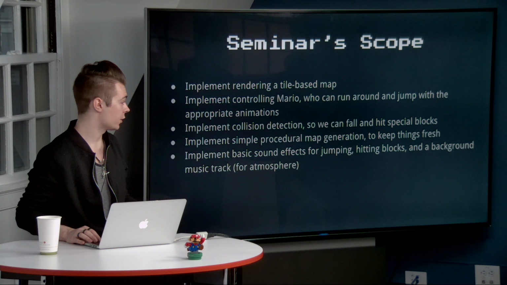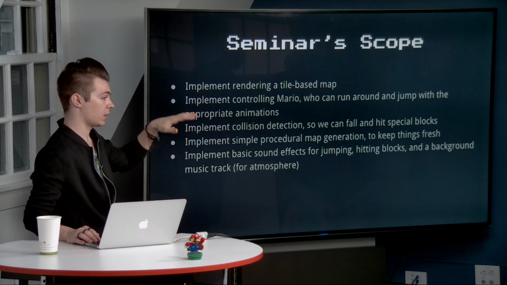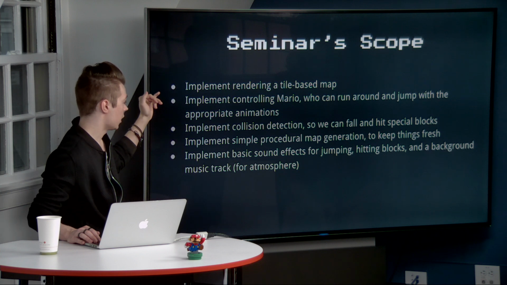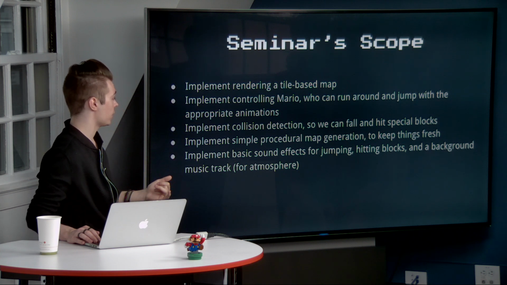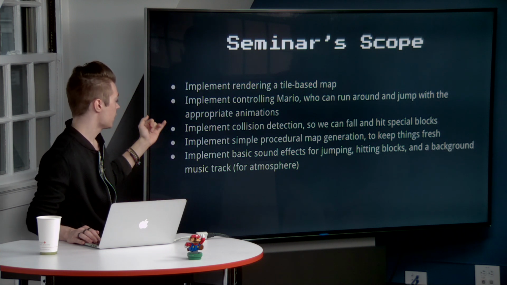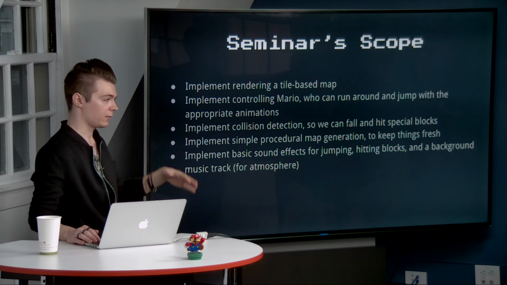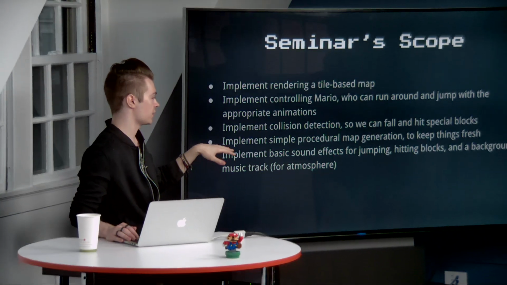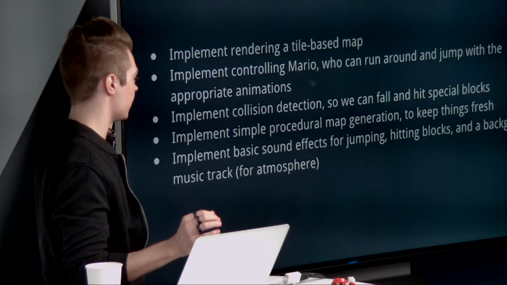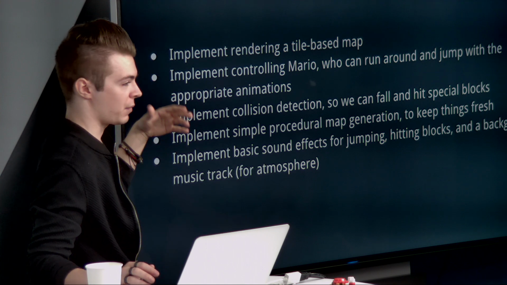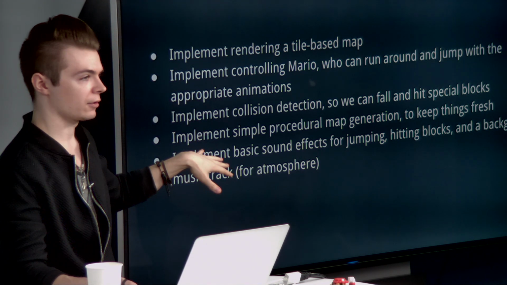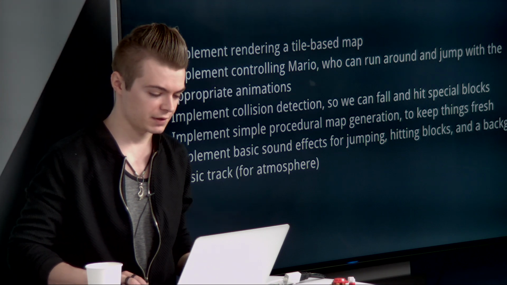So today's scope, just to reiterate, we'll have a tile-based map to harken back to the NES era where everything was drawn with tiles. We'll control Mario with keyboard. He'll run around and jump. He'll animate appropriately. He'll have collision detection, so he can't fall through the ground, and he can't walk through pipes and stuff like that. And we'll have a very simple procedural map generation system, which sounds semi-complicated, but it's actually really easy. And I really like procedural generation. And we'll have very basic sound effects for jumping, hitting blocks, and stuff like that.